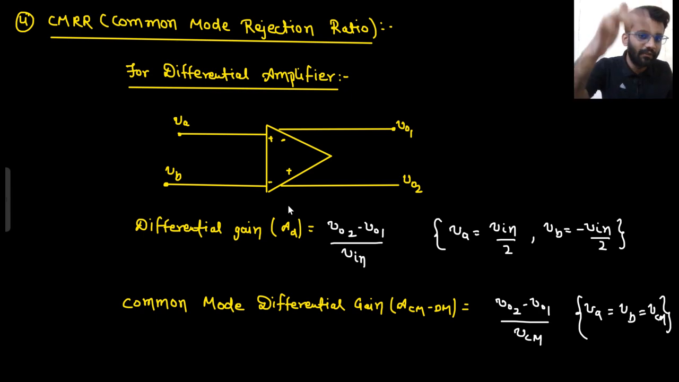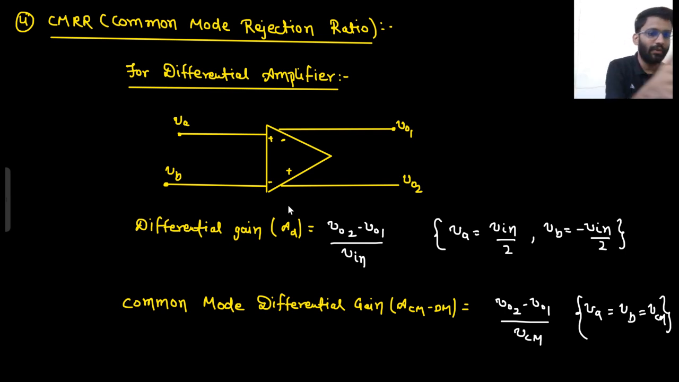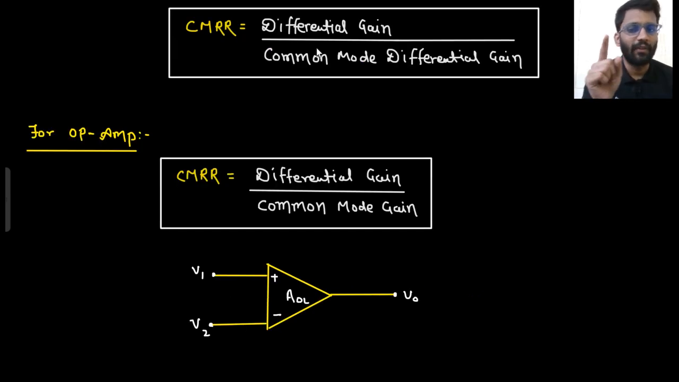What was the differential gain? V02 minus V01 and the difference of the input, Vin by 2 and minus Vin by 2. So V02 minus V01 divided by Vin. And what was the common mode differential gain? That was V02 minus V01 divided by the average of the inputs, VA and VB. So V02 minus V01 divided by VCM. This was your common mode differential gain. And what was the CMRR value? CMRR value was differential gain divided by common mode differential gain. Say yes or no. Everything is crystal clear, no doubt about it. So this was the scene for the differential amplifier.